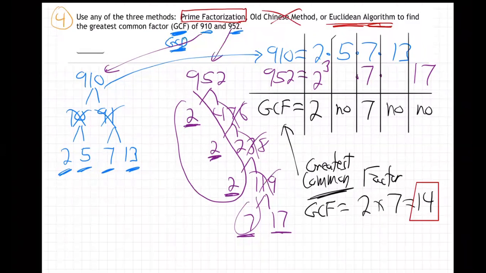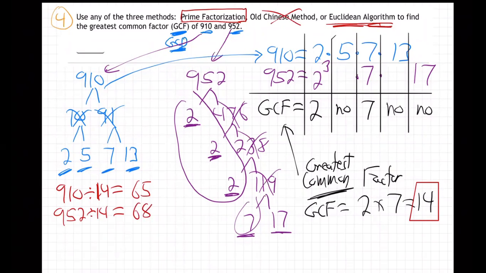Do you see what we did there? We found the greatest number. You can check it if you're interested. You take your calculator, take 910 divided by 14. It'll go in perfectly evenly. Let me see, I'll do it in my calculator. 65 evenly. And if I take the other number, 952, and divide it by 14, it's 68. 14 goes into both of them evenly. How do I know? Well, because 910 has a 2 and a 7, 14, and 952 has plenty of 2s and a 7.